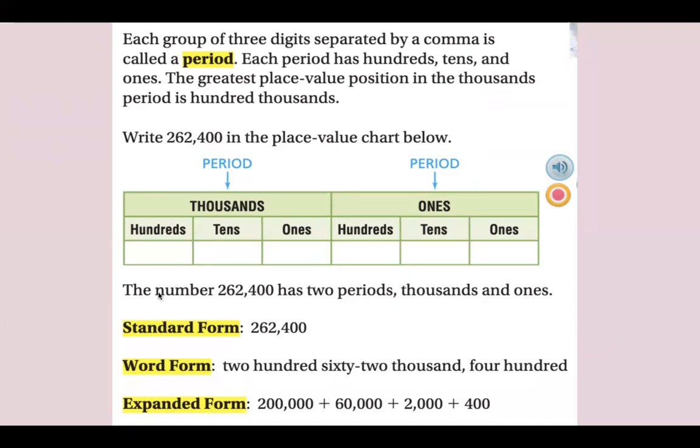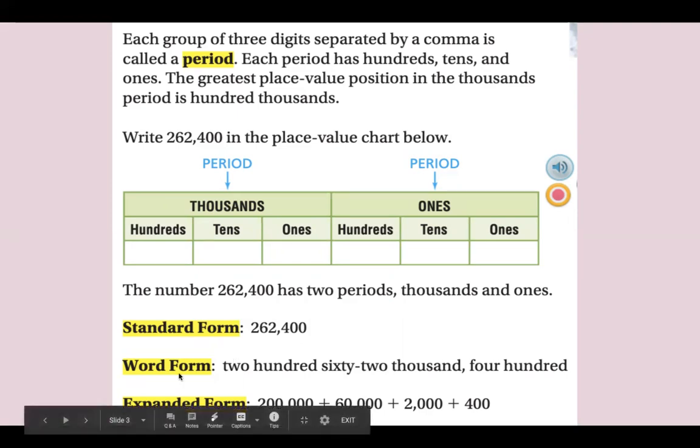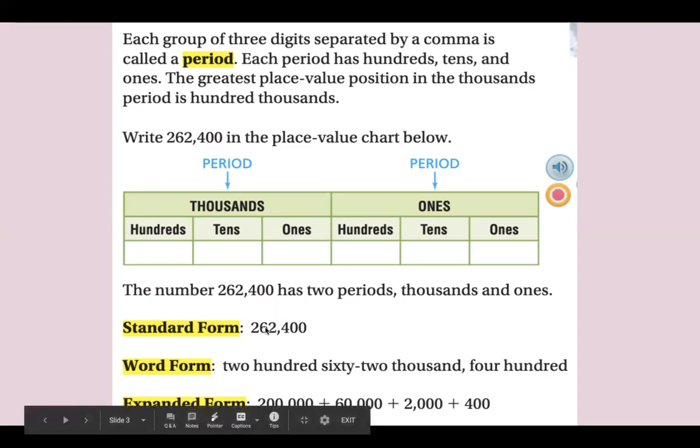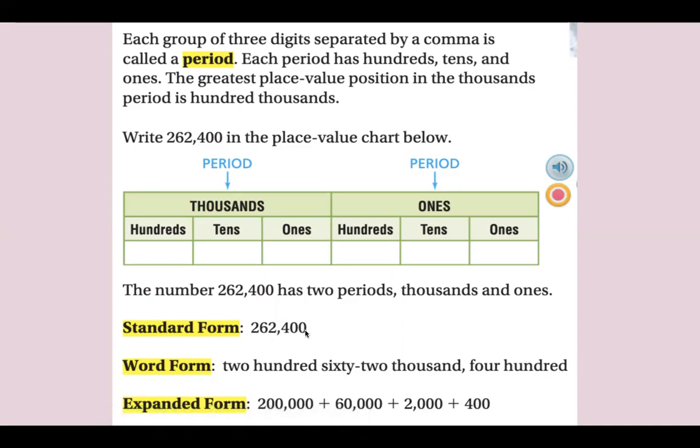So let's take a look at the number 262,400. It has 2 periods, thousands and ones, because it has 6 digits. This is how it would look in standard form, how we just normally write that number. How would we write it in word form? Exactly how we read it. This is 262,400. So did I have to write anything for the zeros, the tens and the ones? No, because their value is 0.